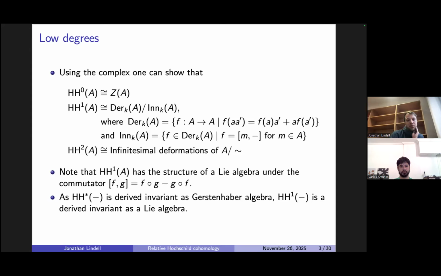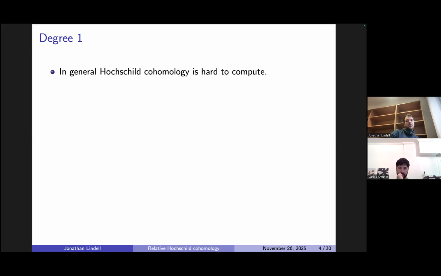One problem with Hochschild cohomology, even though it's very nice, is that in general it is very hard to compute. For example, we always have the bar resolution, of course, but this grows very large very quickly. So one thing one can do is to start by trying to understand degree 1 of the Hochschild cohomology and its Lie algebra structure and see how that behaves, to get an idea.